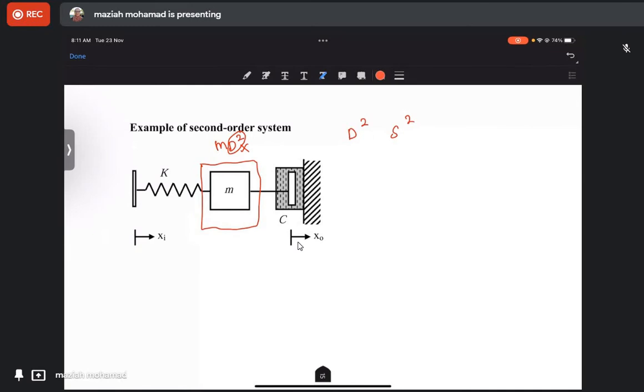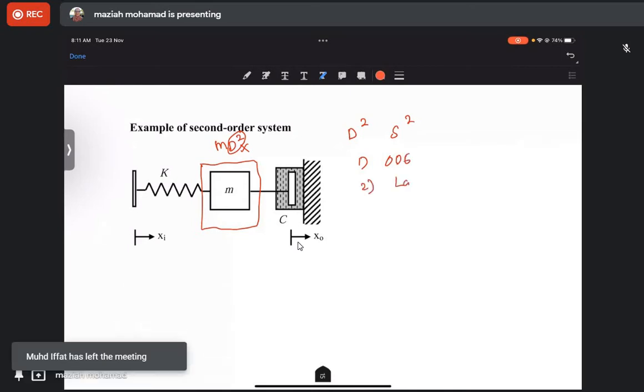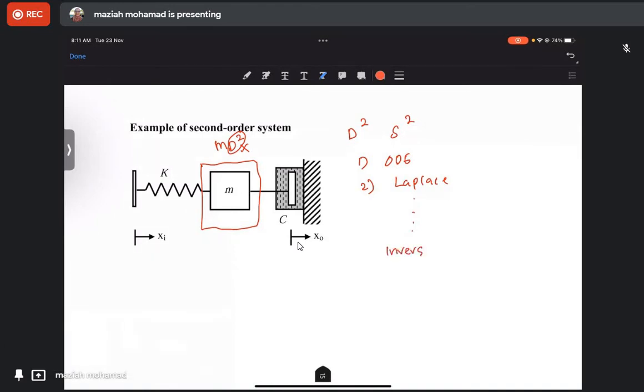All right. We're not going to derive the ODE equation for this system. Basically, in order to get the time response equation, we need to do the same steps as what we have done before: ODE, Laplace, and so on until we have the inverse Laplace.